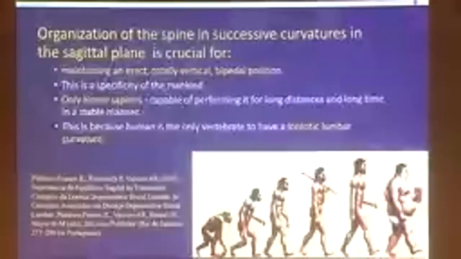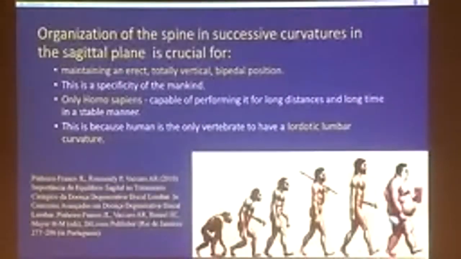The organization of the spine and successive curvature in the sagittal plane is crucial to make us stand up vertical. And the specific thing for us is that we are the only ones who can do this completely. We are the only vertebrates to have a lordotic lumbar curvature. Because of that, we are able to stand up without any problems causing pain.